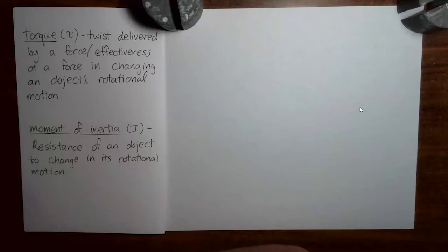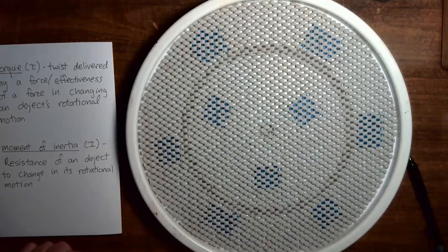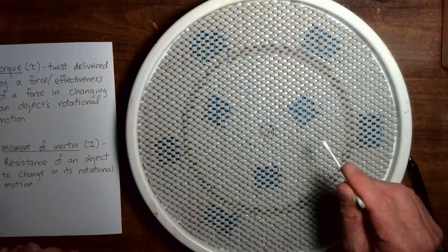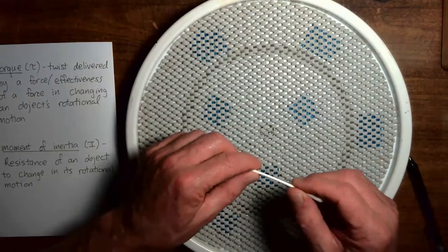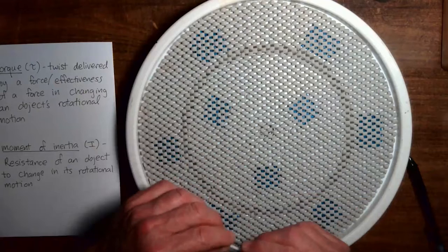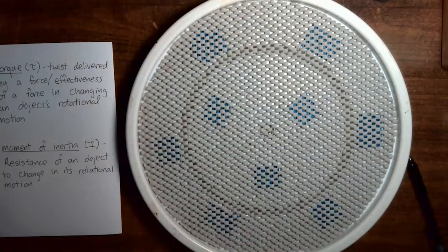The moment of inertia is a measure of the resistance of an object to change in its rotational motion. We'd like to see how these ideas fit together to describe the actual rotation of an actual object. In order to do this experiment in a way that you can see the torque actually changing, here's what I'm going to do. I'm going to be pushing on the spice tray using a Q-tip, and the Q-tip is kind of flimsy, so that limits how much force I can apply.